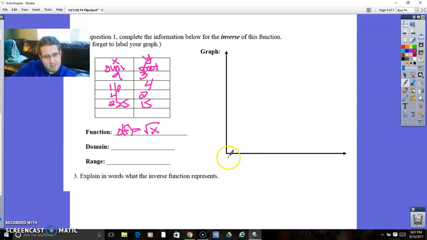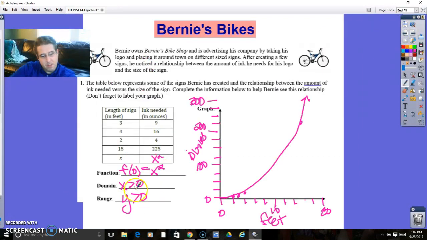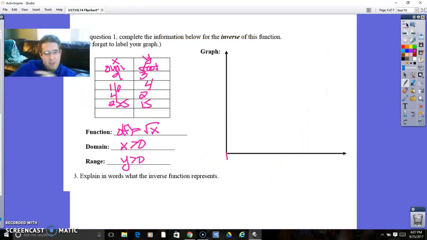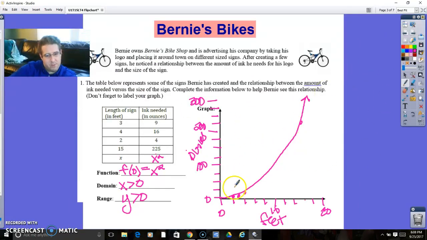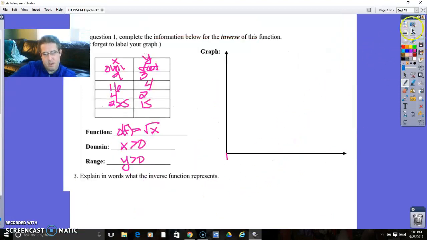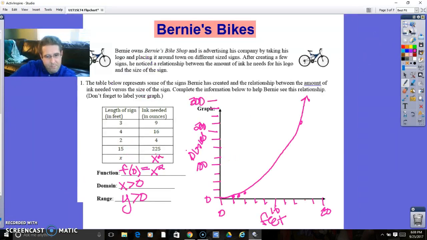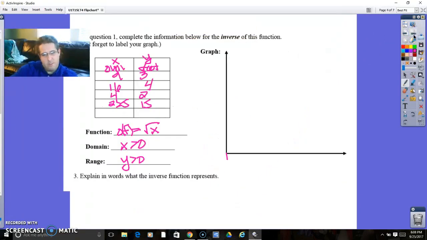Alright, so the domain this time. It's going to be x is greater than 0 and y is greater than 0. The reason I know that is because when you're finding the inverse, the domain and range simply switch spots, which you're going to see in the next question as well. I would graph these basically the exact same as over here, but putting these numbers on the bottom and those numbers on the top. So basically you have feet going up as your dependent variable and ounces as your independent variable.